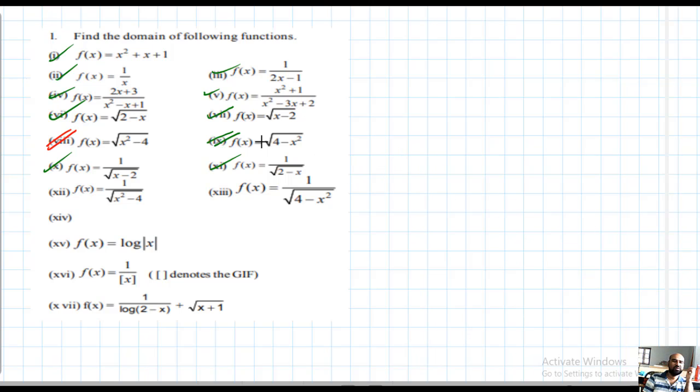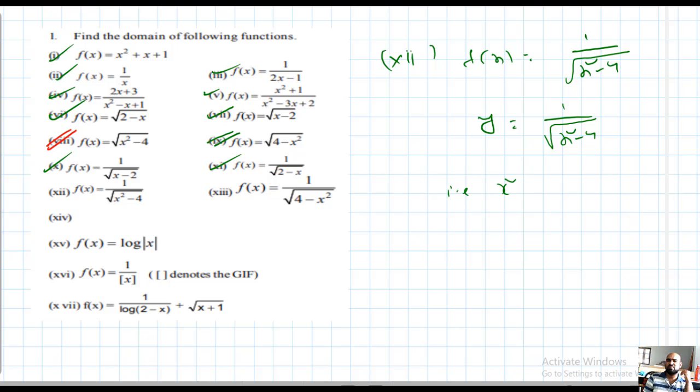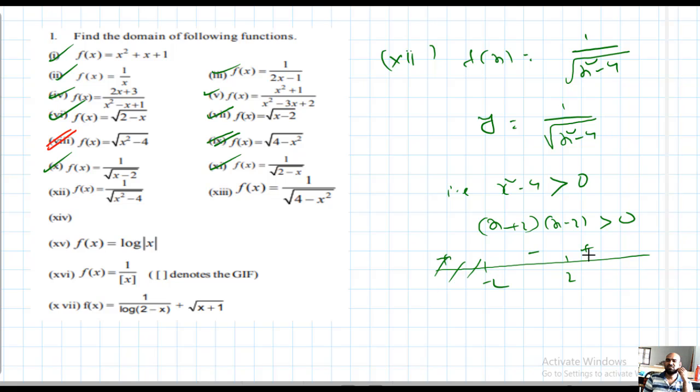Okay students, 11 completed. So I want to explain 12 now. f of x is equal to 1 by root over x square minus 4, or y equal to 1 by root over x square minus 4. So what is the meaning of this? x square minus 4 should be greater than 0, only greater. So x plus 2 into x minus 2 greater than 0. I already explained how to solve this, plus minus plus, greater symbols you want. 2 won't be included, minus 2 won't be included, open circles. Therefore domain equal to minus infinity to minus 2 union 2 to infinity, all open brackets.